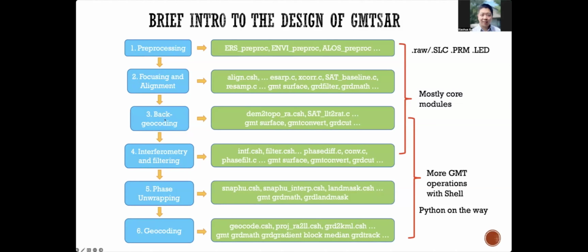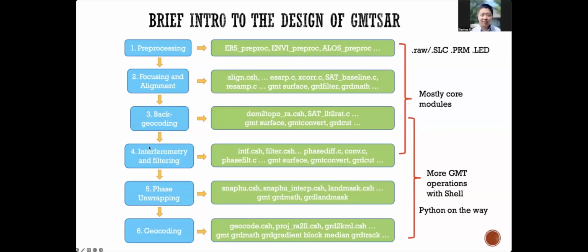The third step is called back geocoding. It is a step to project the topographic information from geo coordinates into radar coordinates. And later on, you can use this information to do interferometry. And sometimes this part could be a little bit slow, depending on the interpolation approach you're using or how large of an area you're performing this back geocoding.